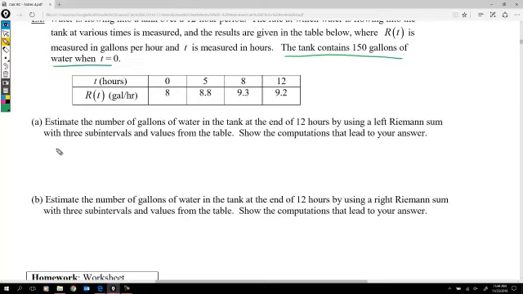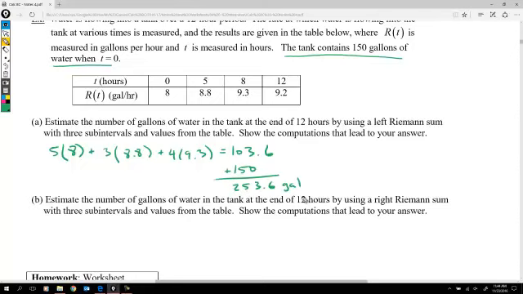So between 0 and 5, I have a width of 5, and I'm using the left point, so 8. Between 5 and 8, my width is 3, and I'm using the left point, so 8.8. Between 8 and 12, I'm using the left point, I have a width of 4. Okay, so if you add those together, you get 103.6. And remember that I had 150 gallons of water initially. So I have 253.6 gallons of water.